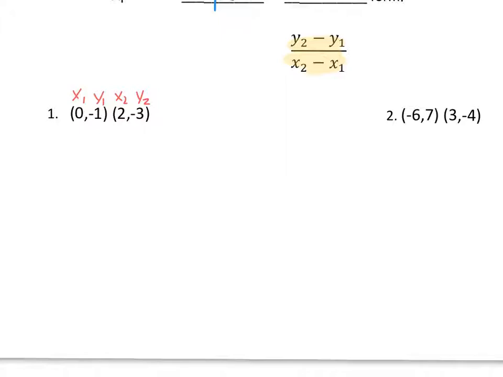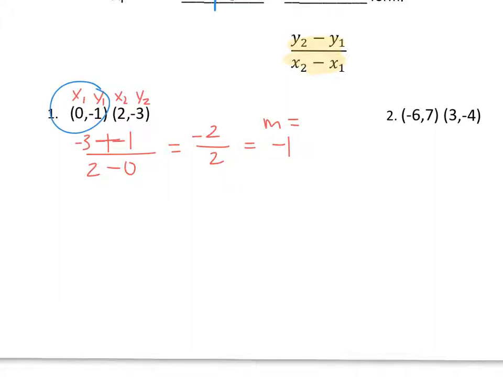So I'm just going to write them in order as I see them, and I'm going to first find the slope. So y2 minus y1 over x2 minus x1, and I get -2 over 2, which is -1. So my slope is -1. Now I'm going to choose the easier of the 2 points, or the one that looks easiest, but it doesn't matter which point I choose. And I'm going to choose that first point, just because it's got a 0 and a -1, looks a little bit easier to solve than the 2, -3.